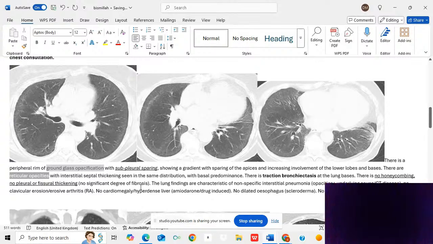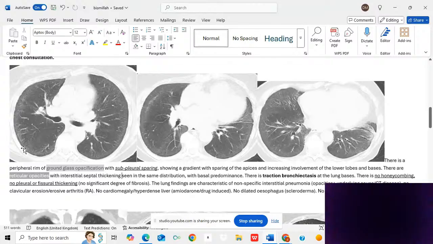What are the features of significant degree of fibrosis? Honeycombing, pleural and fissural thickening. There is no evidence here of honeycombing or pleural or fissural thickening. Okay, so the case here doesn't show significant degree of fibrosis, only shows a peripheral rim of ground glass opacification.